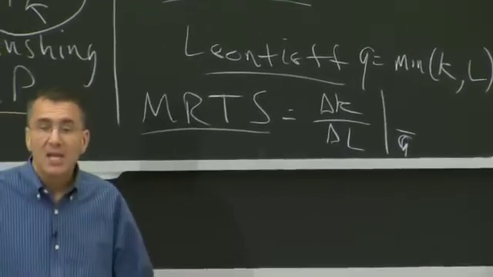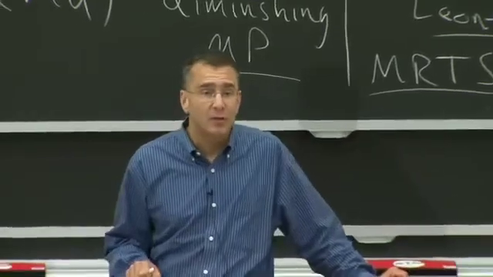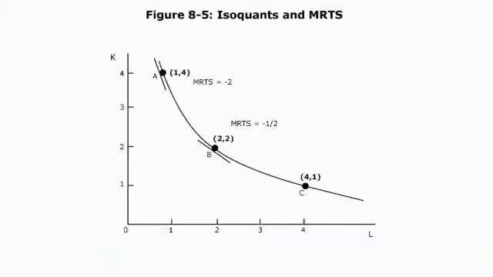Now, as with marginal rates of substitution, the marginal rate of technical substitution will change along the isoquant. If you go to figure 8.5, here we've drawn a typical isoquant for the production function Q equals the square root of K times L. This is the isoquant of all combinations which produce 2 units, so this is the Q equals 2 isoquant.